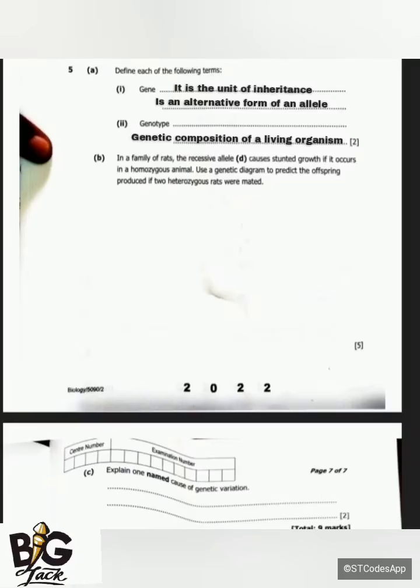The recessive allele, which is small letter d, causes standard growth if it occurs in a homozygous animal. When you talk of homozygous, when we draw our genetic diagram, if we find that we have small letter d and small letter d, that animal is going to have standard growth.